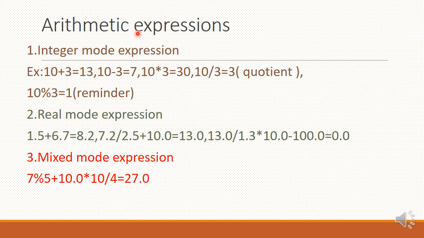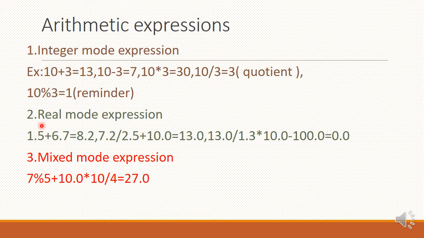Now let us move to some examples for the integer mode expression. What are the integers? So here I am writing 10 plus 3. That is equal to what? 13. This is the expression for integers using arithmetic operators. We studied plus, minus, asterisk, division and modulo division. These are the arithmetic operators. If you are writing an expression using these arithmetic operators, and if you are using only integers, then it is called an integer mode expression.